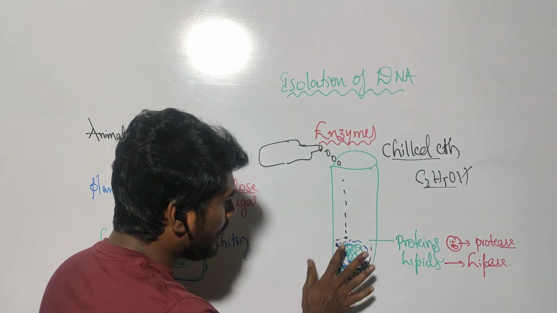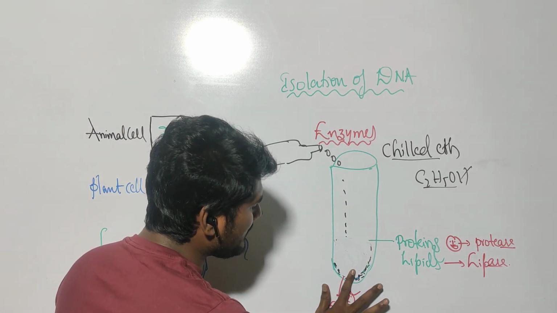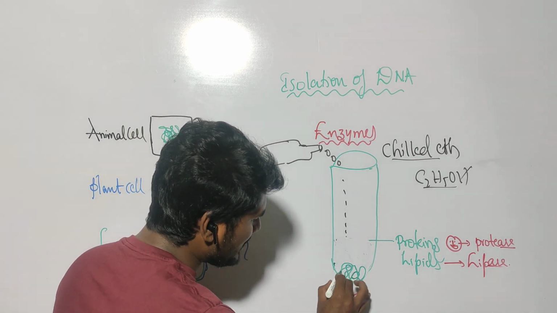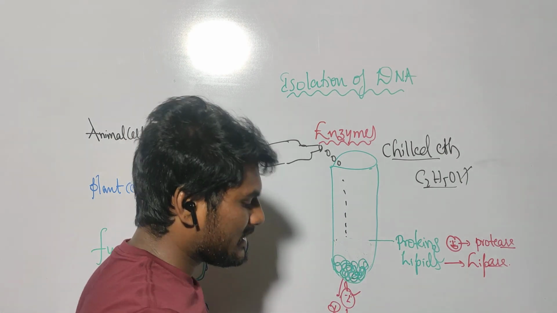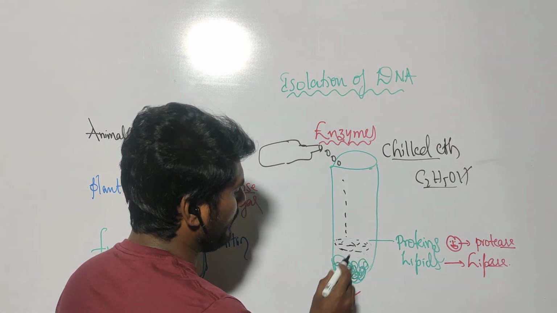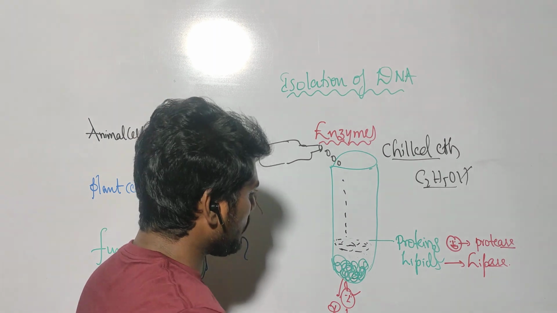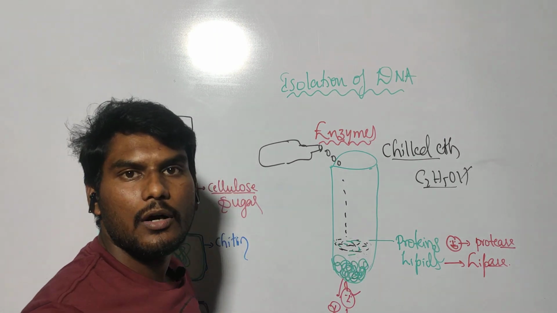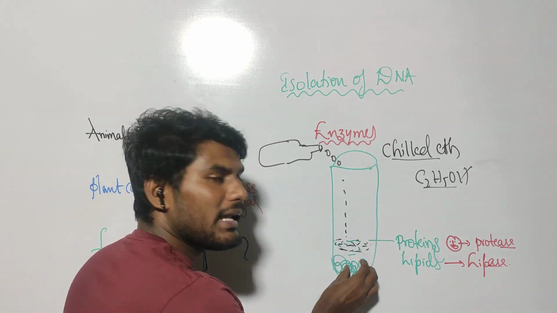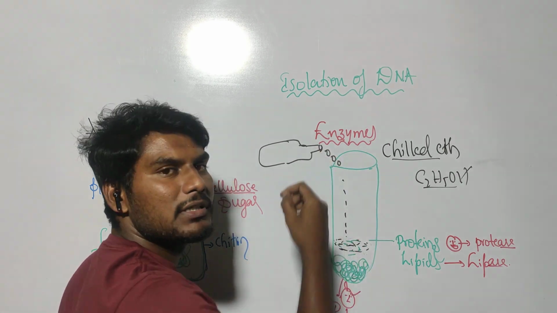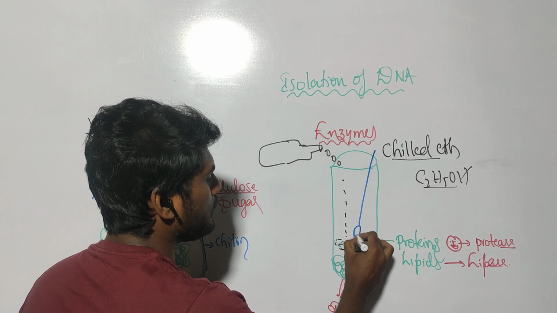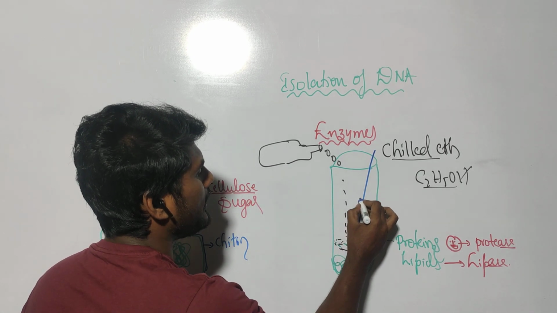So at that time, the DNA, which is a long polymer, is precipitated in the bottom. All the broken down particles, like proteins, lipids and RNA broken down particles, are present on the top. So the DNA and all the waste materials are separated. And this DNA, we have to take outside by keeping one spoon, like this.